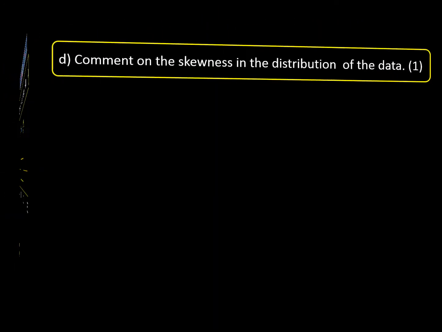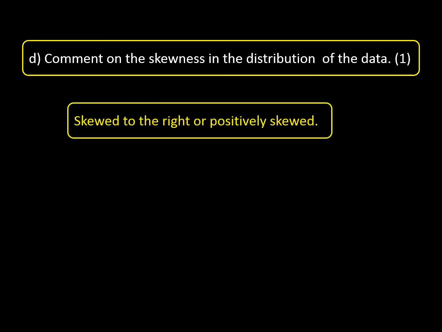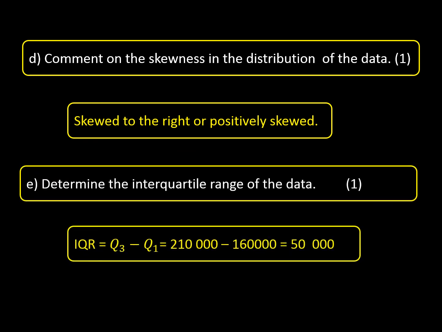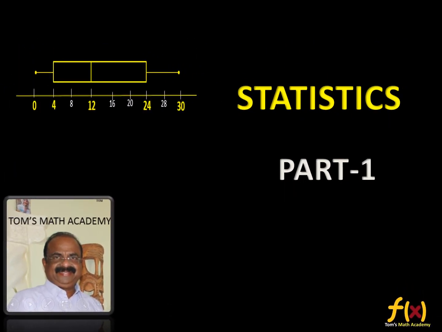Now, comment on the skewness: skewed to the right, or positively skewed. Okay, and also we have a question for interquartile range, that is Q3 minus Q1. Okay, we get 50,000.